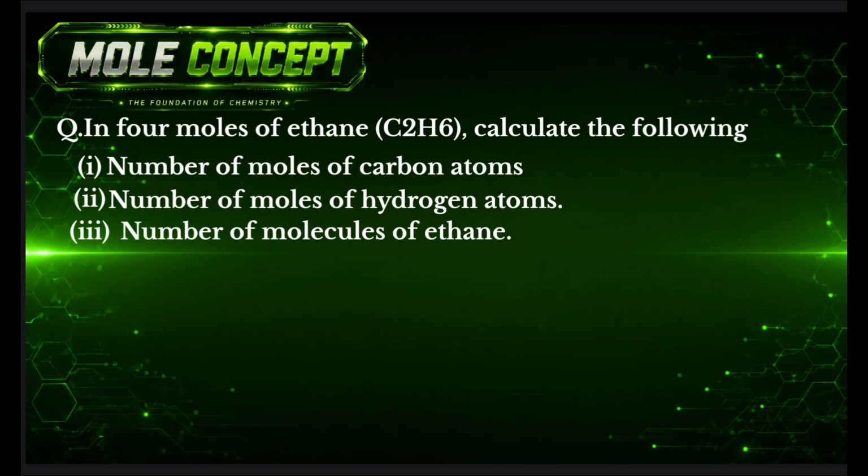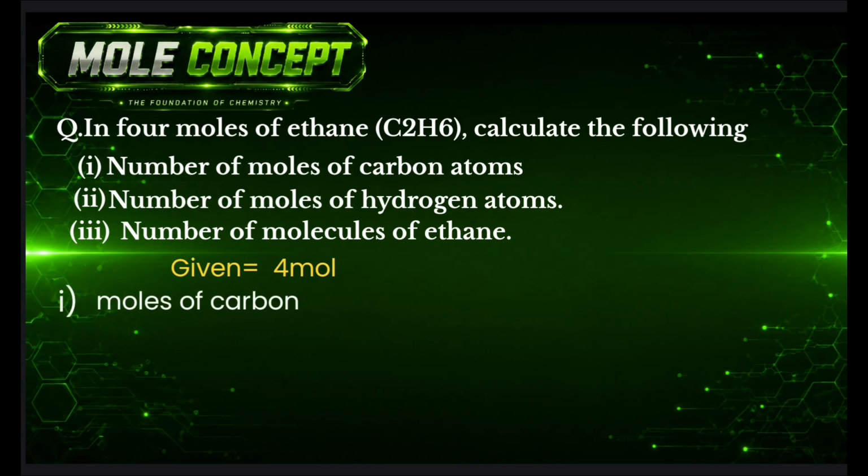In 4 moles of ethane, calculate the following. 1. Number of moles of carbon atoms. 2. Number of moles of hydrogen atoms. 3. Number of molecules of ethane. In this question, they are asking for 3 things. Number of moles of carbon atoms, number of moles of hydrogen atoms, total number of ethane molecules. As we can see in the question, we are given 4 moles of the compound.